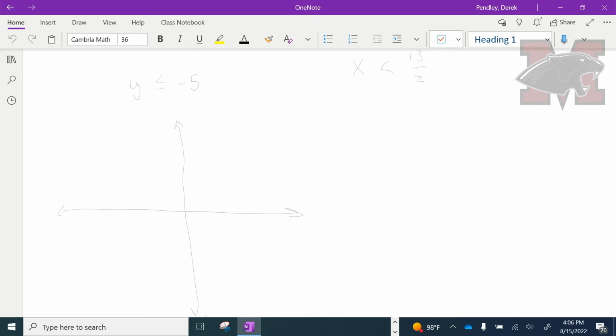So if you discussed at your tables, if you include an equal sign, it gets a solid line, and if there is no equal sign in the inequality, then it has a dotted line. So on this one, we know from doing the equation part, where is y equal to -5? We get a horizontal line at -5. And we know it's going to be a solid line because it's less than or equal to.